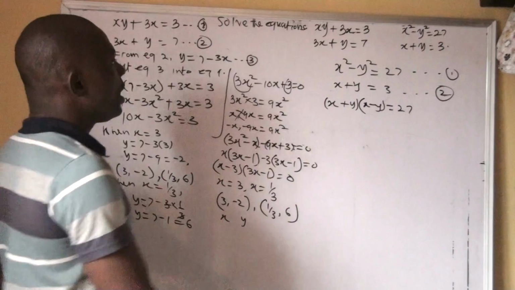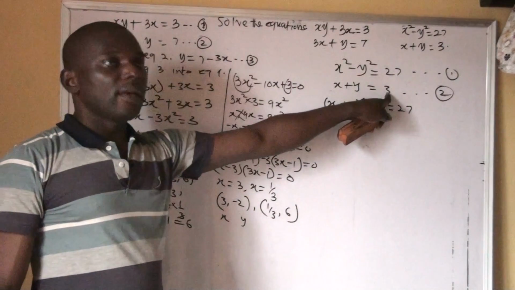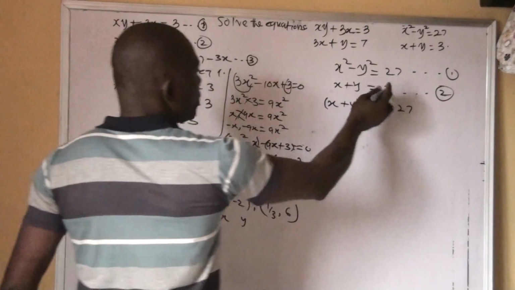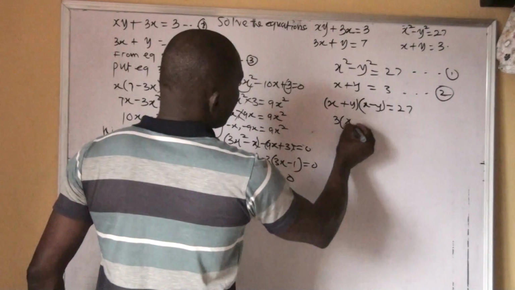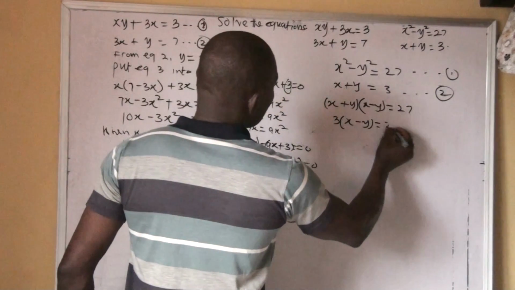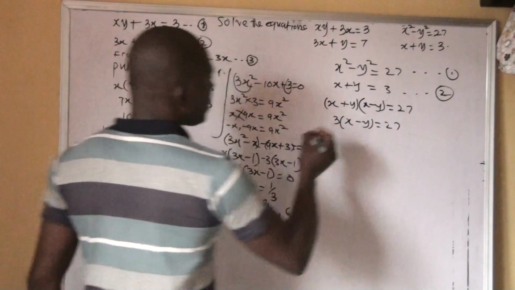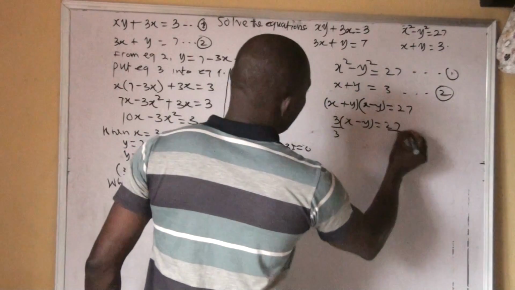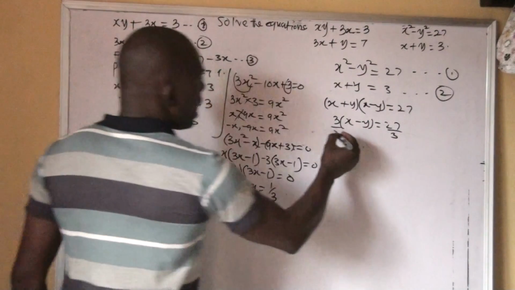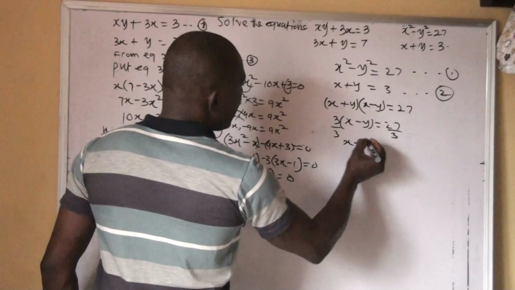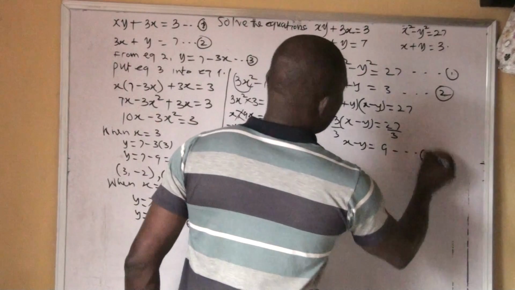Quickly here, we know that x plus y is equal to 3 from equation 2. So in place of x plus y, we put 3. So this becomes 3 times (x minus y) is equal to 27. Now the next thing is we divide both sides by 3. Divide both sides by what? By 3. And here it becomes x minus y is equal to 9. This becomes equation 3.